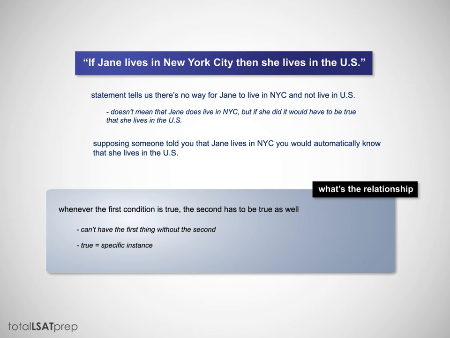So, supposing someone told you that Jane lives in New York City, which means that you know that the first condition is true, since there's a specific instance, Jane lives in New York City, then you would automatically know that the second condition is true as well, that she lives in the US. You wouldn't have to check if she actually does live in the US, because that will be true by virtue of the meaning of the conditional relationship. So remember, the relationship is whenever the first condition is true, the second has to be true as well.